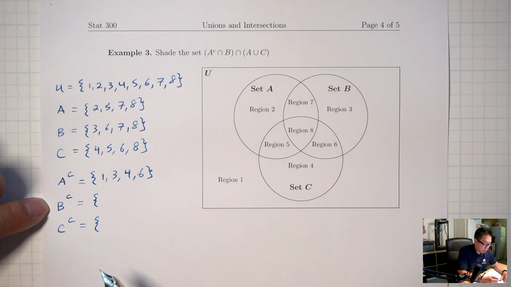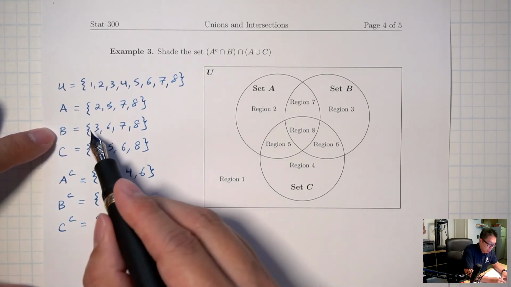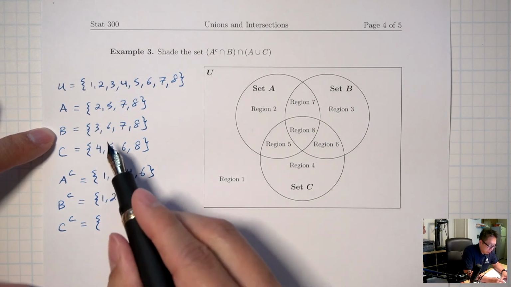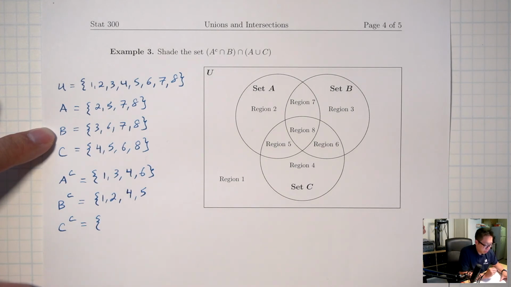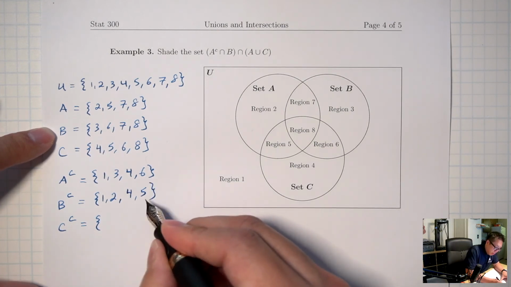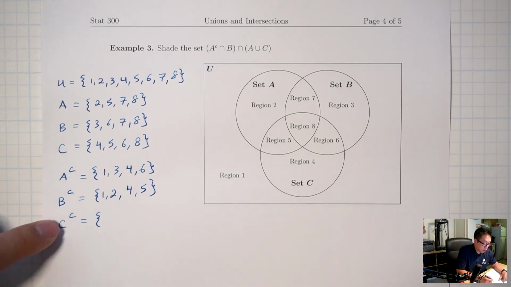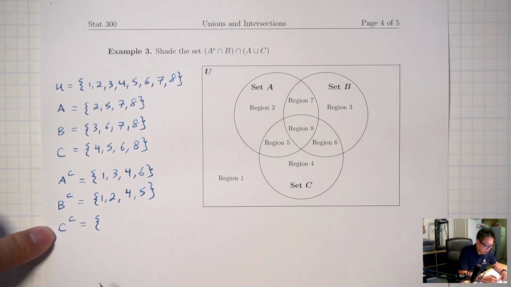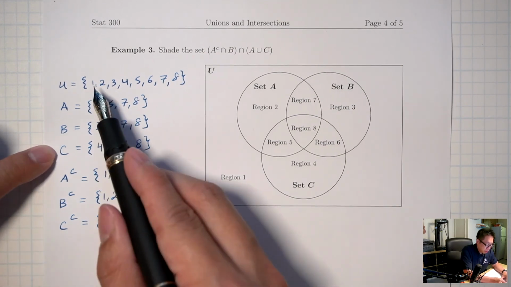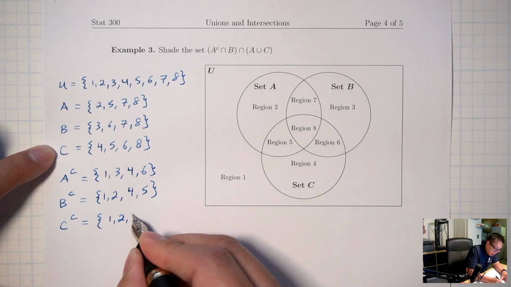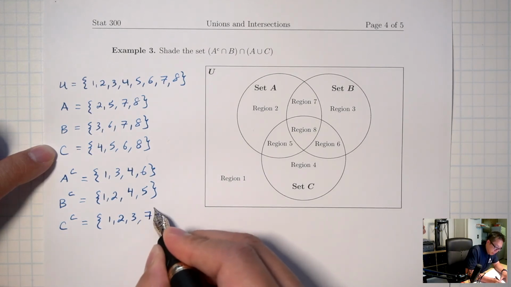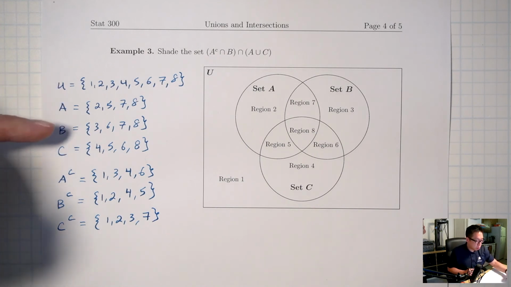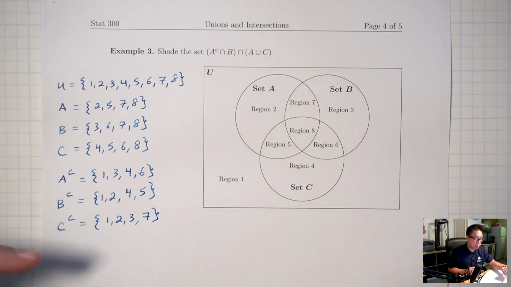Okay. B complement. These are all the numbers that are not in B. So what's not in B? 1, 2, 4, 5. I think that's all. And then C complement. These are all of the numbers that are not in C. So what's not in C? 1, 2, and 3. What else? 7. 7 is not in C. All right, so we have regular U, regular A, B, and C, A complement, B complement, C complement.